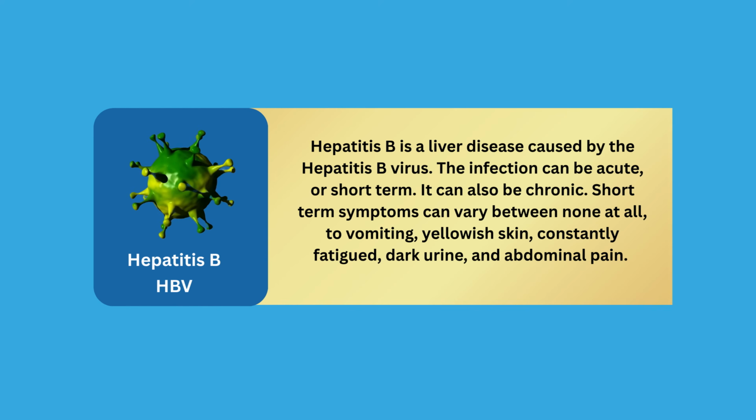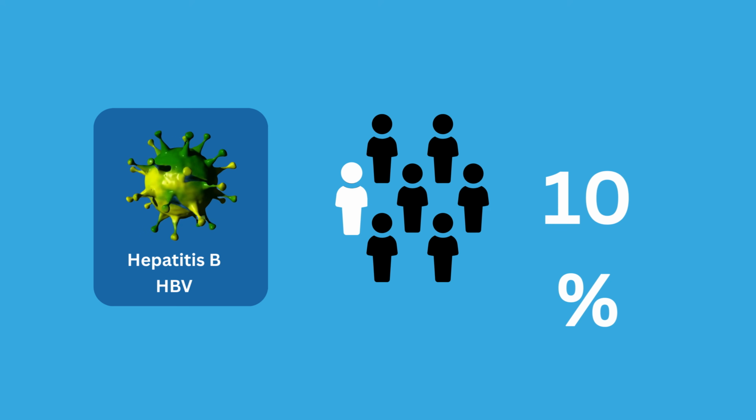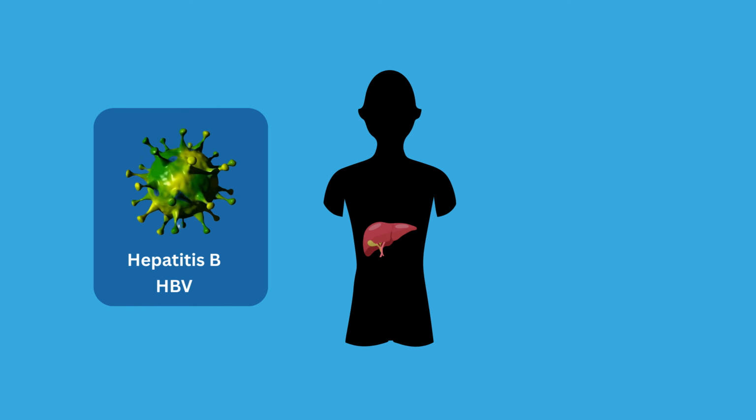Hepatitis B is a liver disease caused by the hepatitis B virus. The infection can be acute or short-term. It can also be chronic. Short-term symptoms can vary between none at all to vomiting, yellowish skin, constantly fatigued, dark urine, and abdominal pain. Most victims recover from an exposure. However, approximately 10% of adults exposed to the virus develop chronic, lifelong hepatitis.